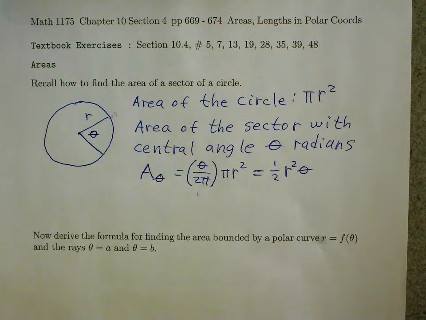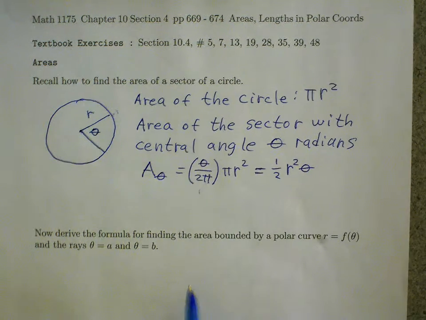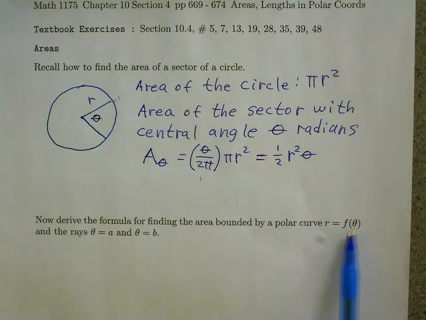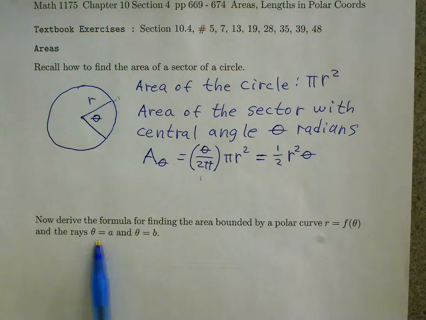Okay, we're going to use that idea of the area of a sector of a circle to derive a formula for finding the area bounded by a polar curve, r equals f of theta, between the rays theta equals A and theta equals B.